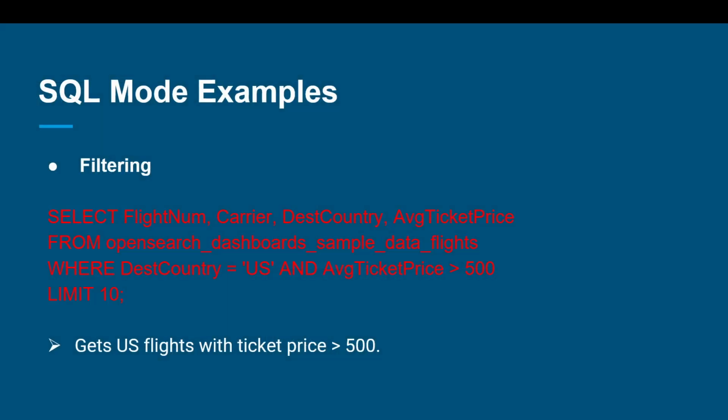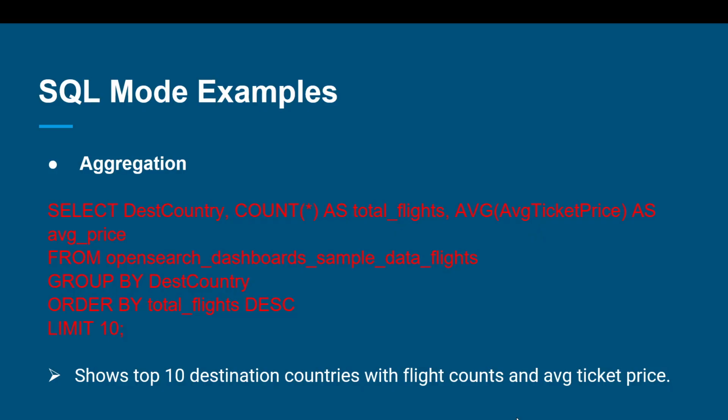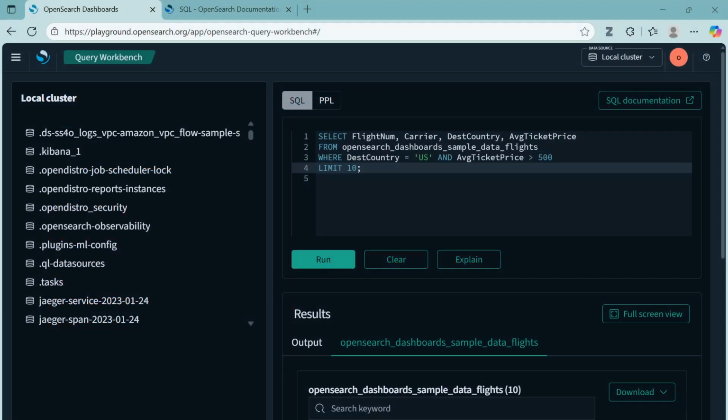The other one is aggregations, which we generally use: count, max, min, average, etc. If you would like to do an average, you need to group by, and if you want any specific order, you can do that. Here also we are selecting data from the same index, and we are doing count as total flights, so we get the heading total flights. We are also selecting the average of average ticket price as average price, and then we are grouping it by destination country in descending order. Let me copy this one, and I will run it in our playground.